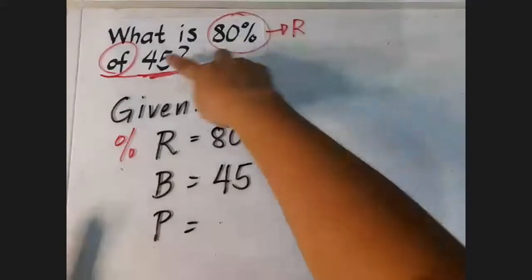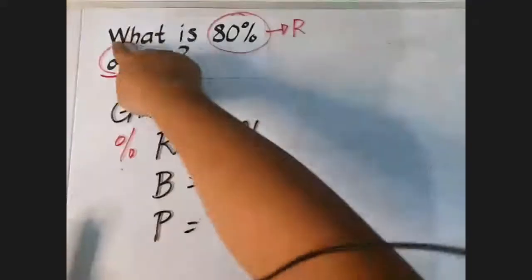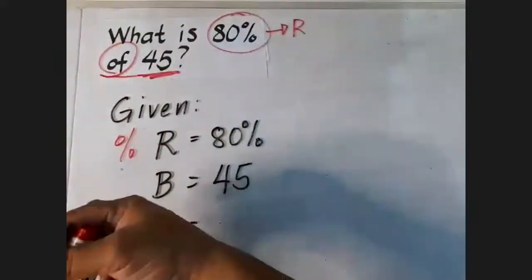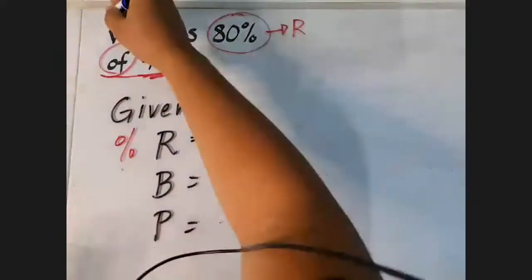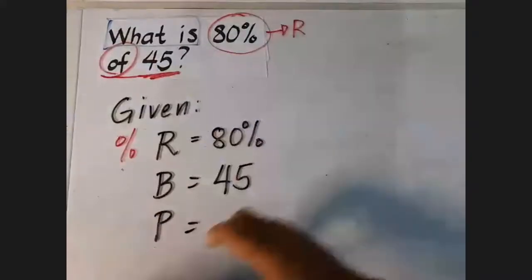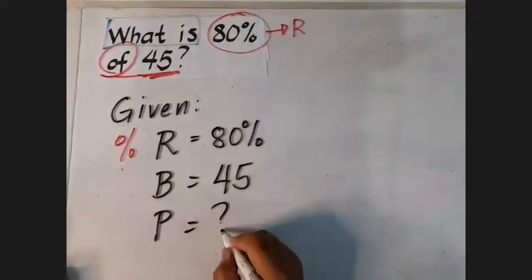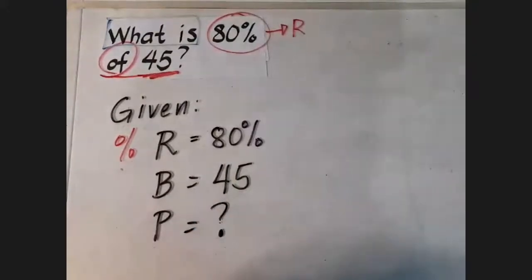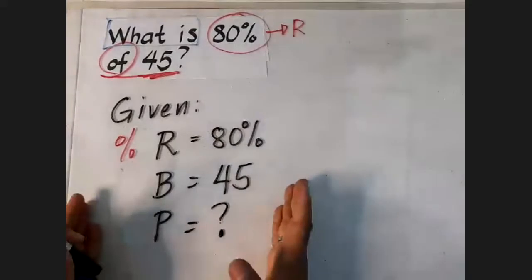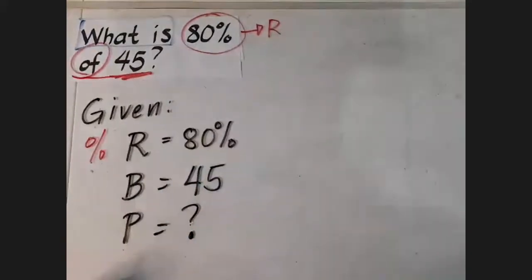Now, ano ngayon ang percentage? So may 80, may 45. Ano ang percentage? Tignan natin yung problem. "What is" refers to the percentage. Yung "what is" na yan, ibig sabihin, percentage is a number that is being asked of. So, lalagyan natin yan ng question mark. Okay, now, kumpleto na yung given natin, then it's time for us to solve the problem.